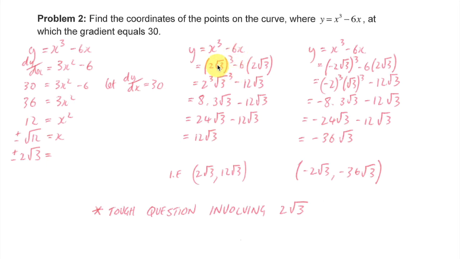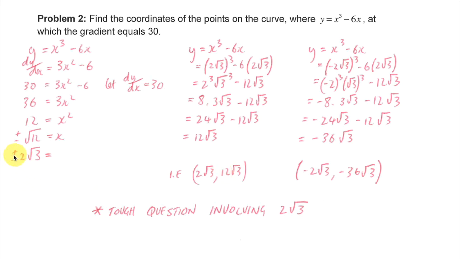So here you can see I've substituted positive 2 root 3, and I end up getting 12 lots of the square root of 3. So one of the points is 2 root 3, comma 12 root 3. So at that particular point, which is on this curve, the gradient will exactly equal 30.